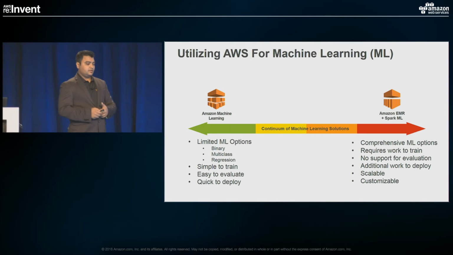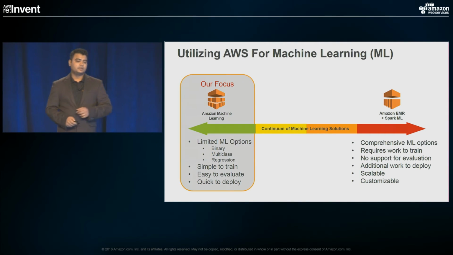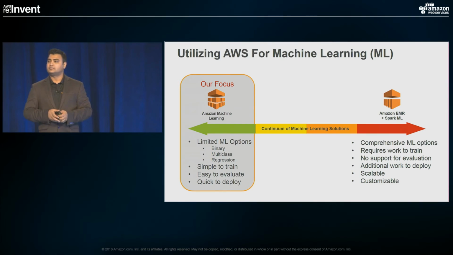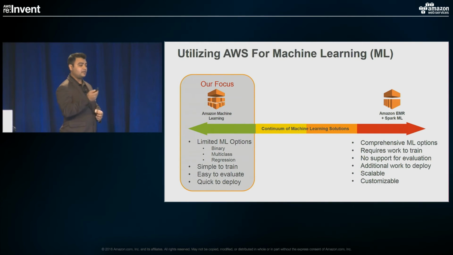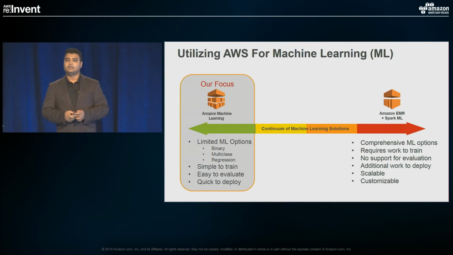It's really simple to train, easy to evaluate, and quick to deploy, and it's targeted towards developers. And this is what our focus is going to be today. I'm not going to go into Spark ML and how you can write Spark ML code, but I'm rather going to show you how our managed service, the Amazon machine learning service, helps you build these really quickly, and then it's so easy to deploy.